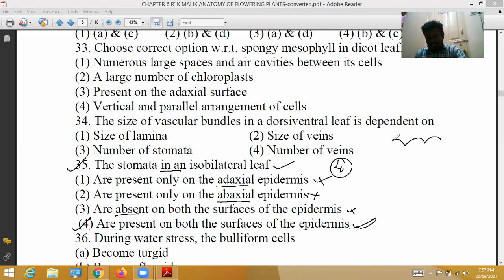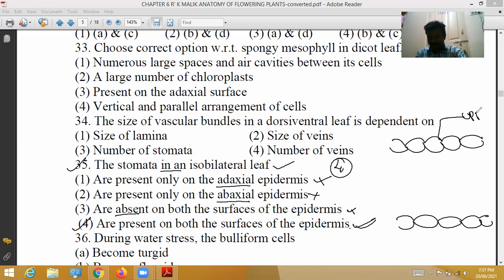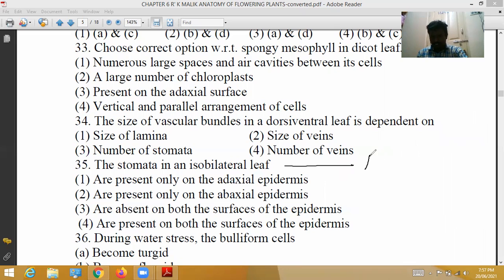Actually, the upper epidermis is called the adaxial epidermis, and the lower epidermis is called the abaxial epidermis. The upper side is the upper surface and the lower side is the lower surface. Stomata are located on both. So the fourth option is the correct option for the 35th question.